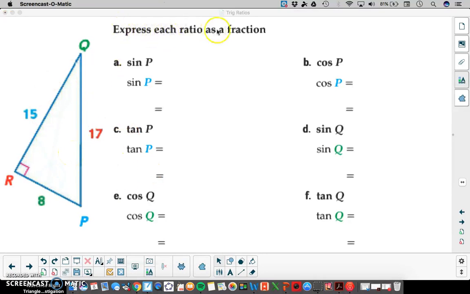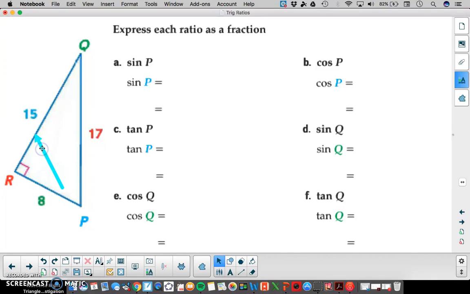Now we're going to take a look at a numeric example. We want to express each ratio as a fraction. So we're going to come up with sine, cosine, and tangent of each acute angle in this right triangle. So if we want the sine of P, that means the sine of angle P. First I have to identify what the opposite sides and adjacent legs are so that I can find the trig ratios. Across from P is going to be the 15. The adjacent leg to P will be 8. So that's going to help me set up these trig ratios.